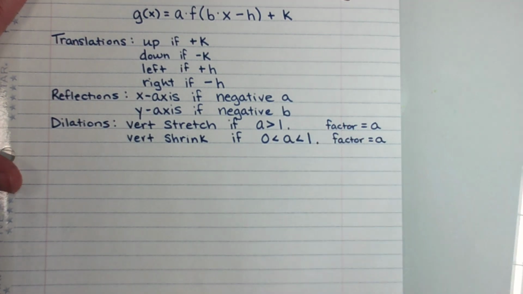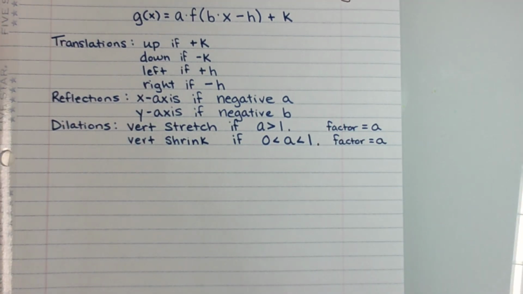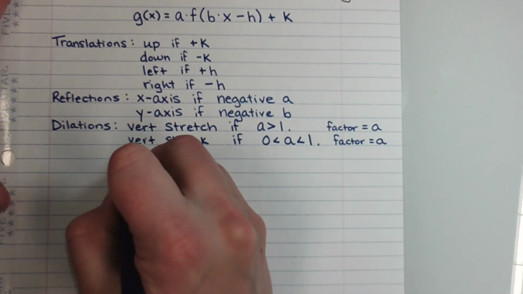In both of these cases, the factor will be equal to whatever number it is that you're multiplying by the overall function. This is where I made my mistake yesterday with vertical shrink. On vertical, the factor is directly that number. Today we're adding the horizontal stretch and shrink.